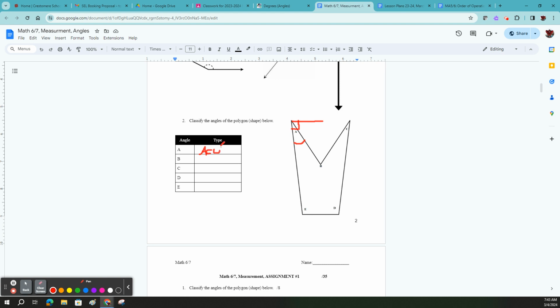I like to remember acute angles because they're small, and bunny rabbits are small, and bunny rabbits are cute. Well, small little tiny angle, they're acute.